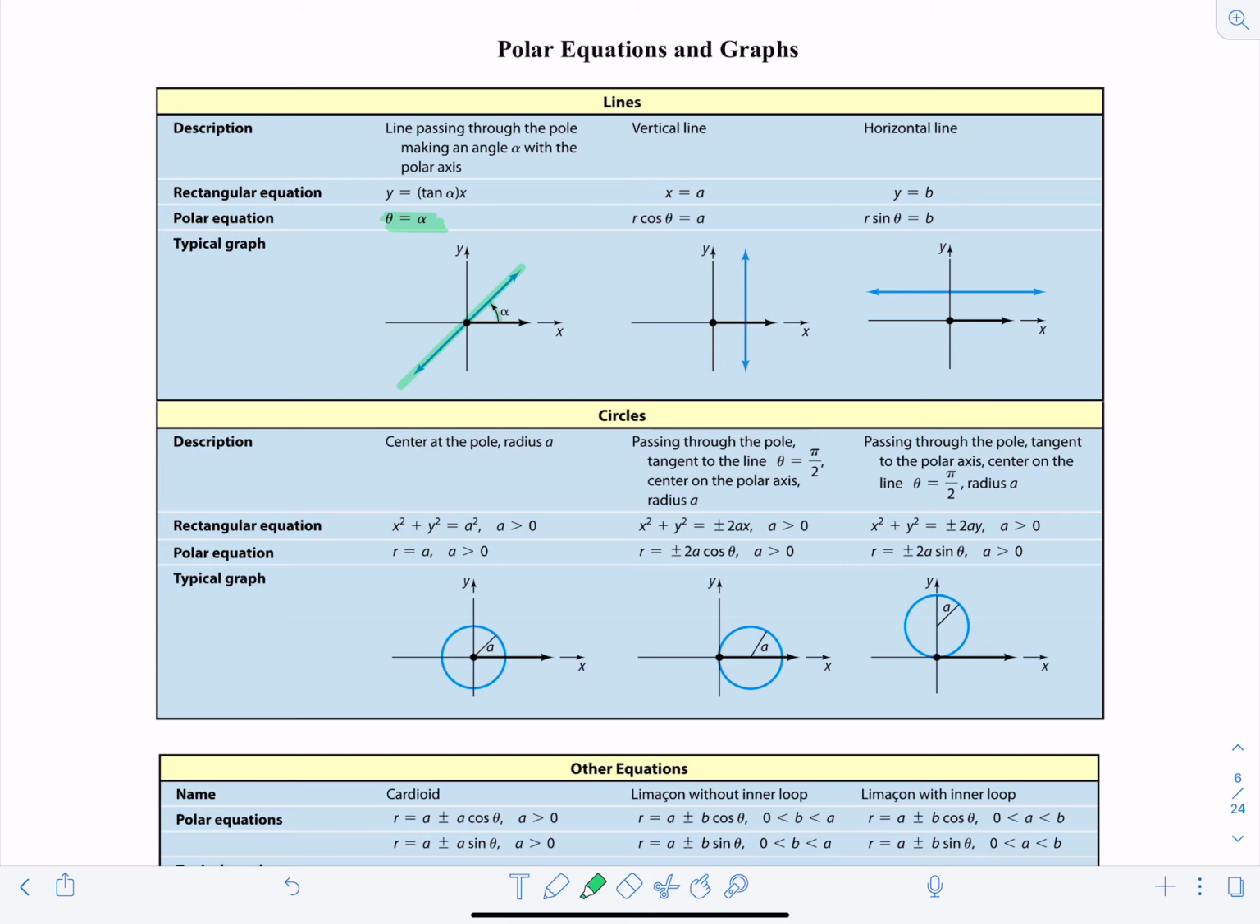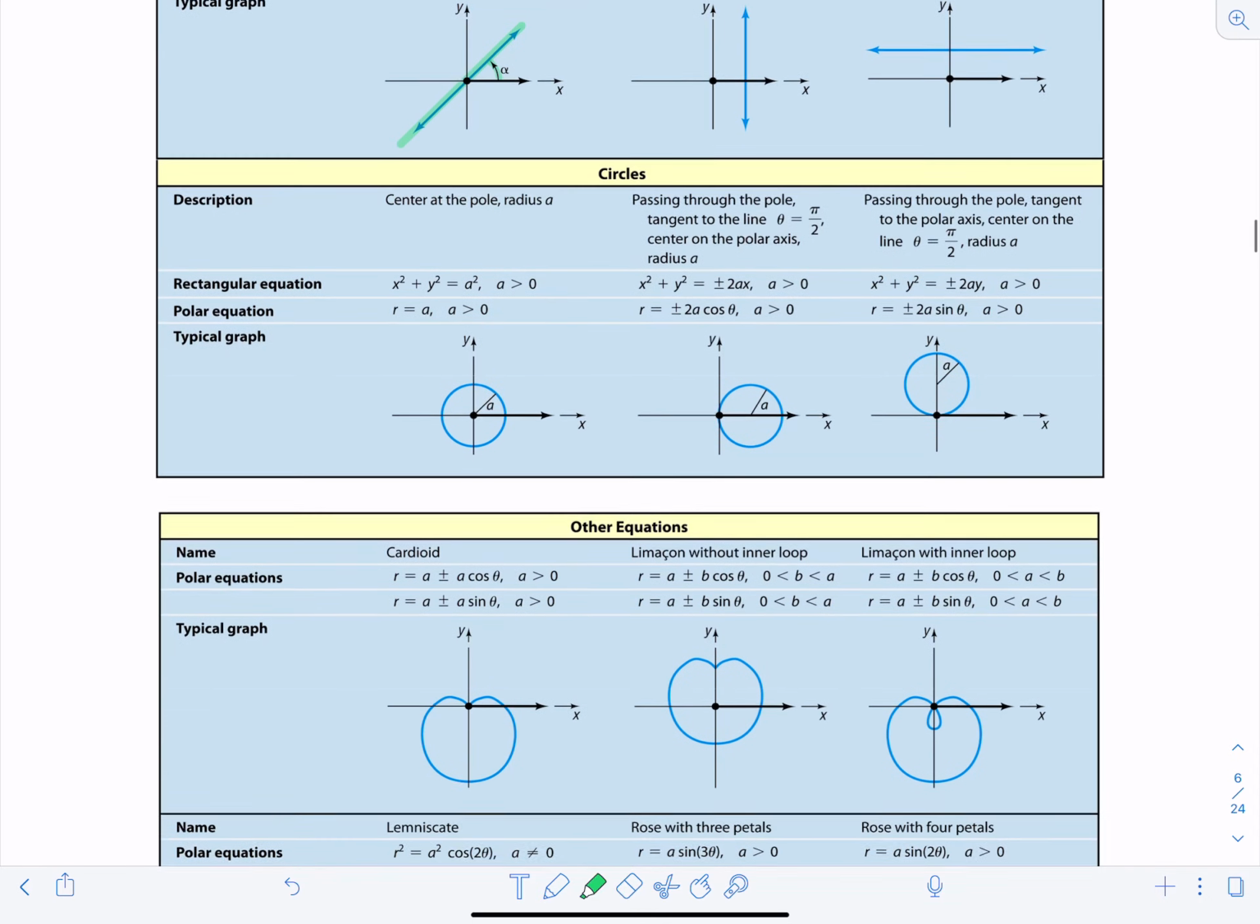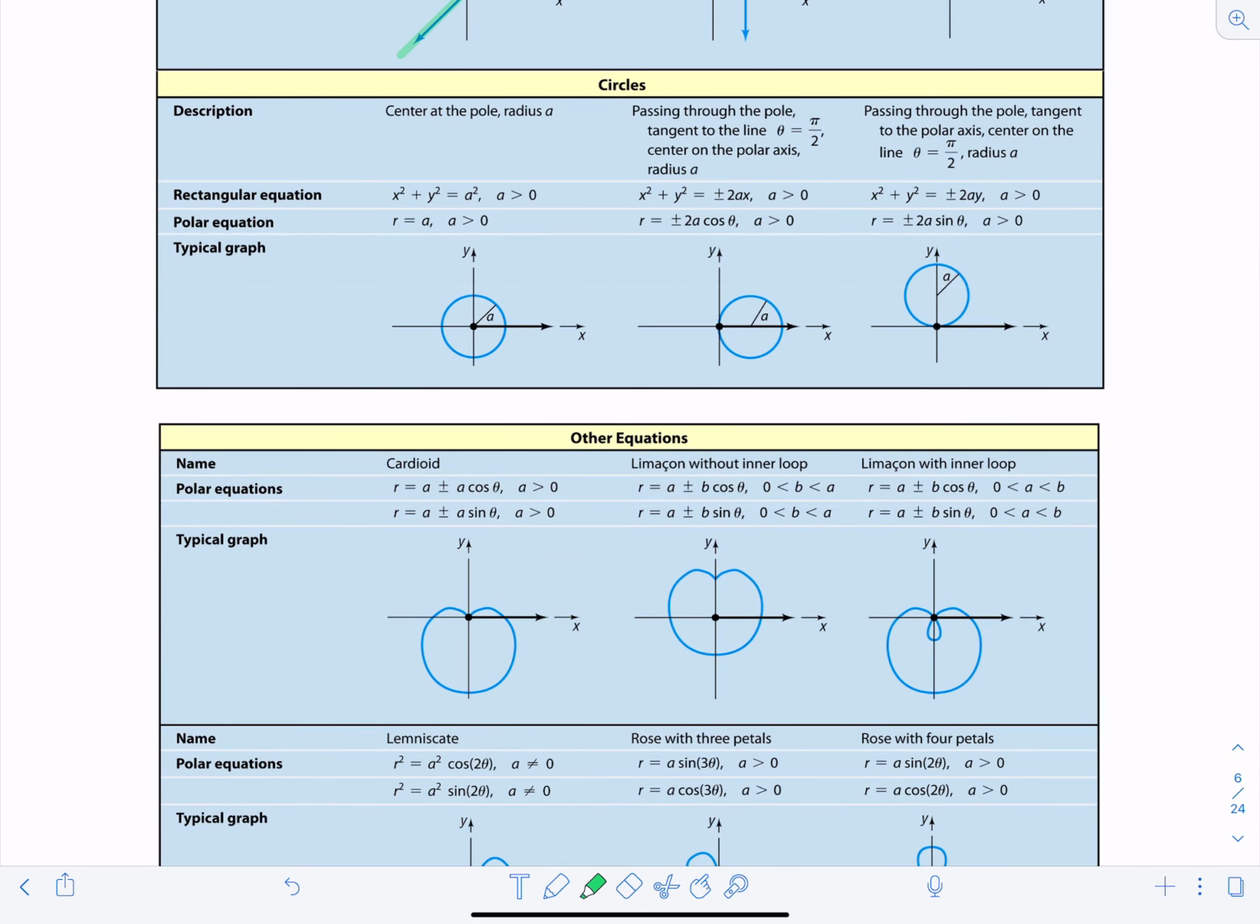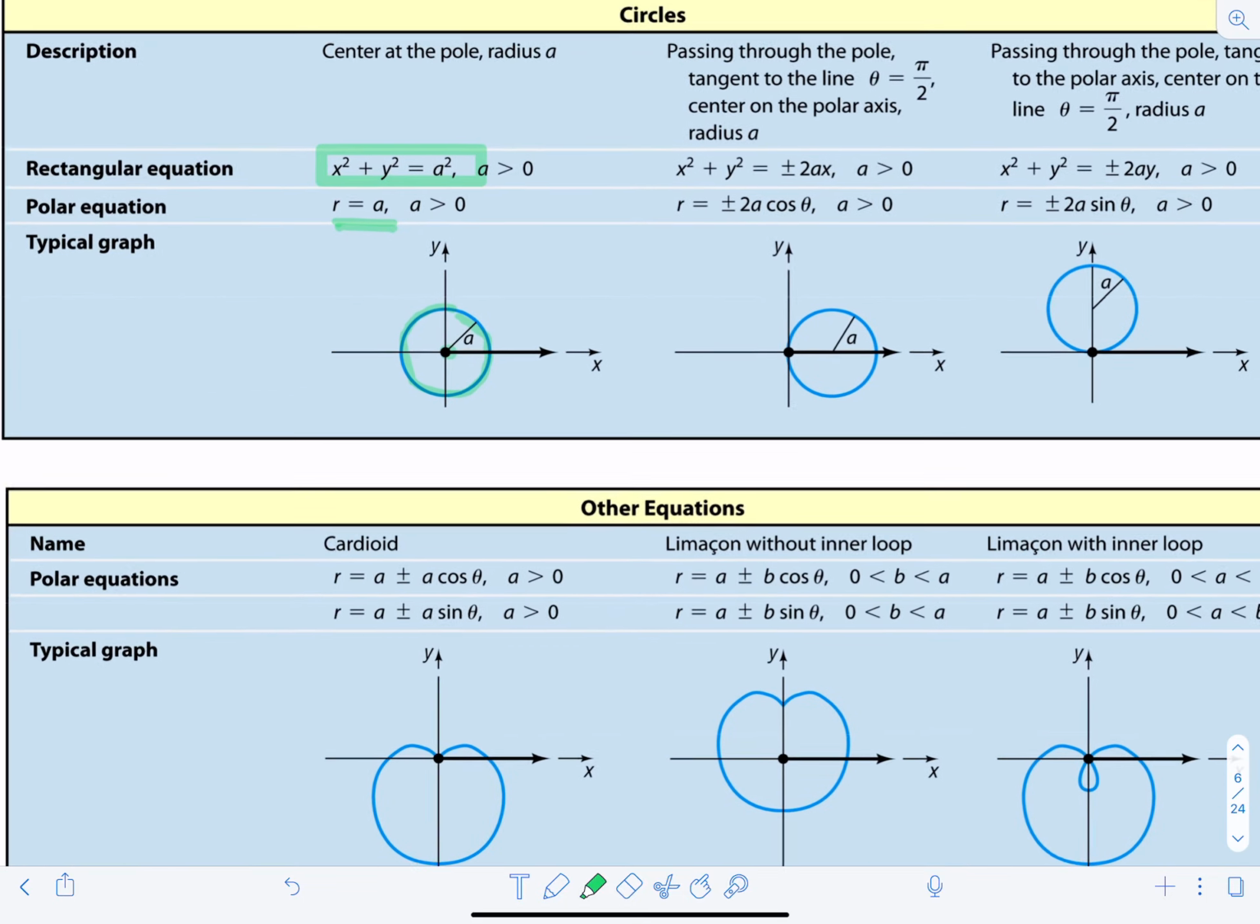Polar is especially useful when you're graphing circles because we know the rectangular equation is x squared plus y squared equals a squared. But in polar, all you need to do to graph a circle is write the equation r equals a. And that would represent a circle that's centered at the origin, whose radius is a. Notice there's no theta in the equation, which means theta can take on any value here.